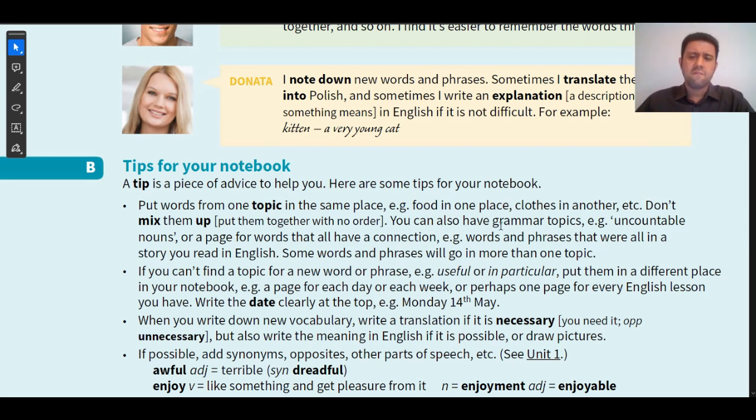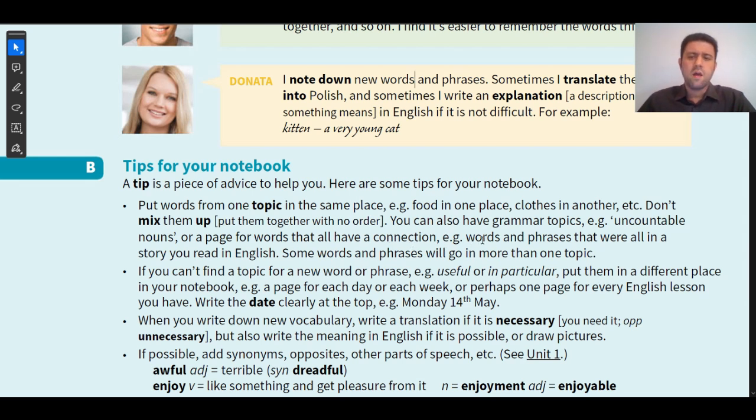You can also have grammar topics. As an example, uncountable nouns. Uncountable nouns are kinds of nouns that we cannot count. As an example, water. Water is a kind of noun that we cannot count. We can count drops of water, but we cannot count the water itself. As an example, we can say a glass of water instead of saying water. Or a page for words that all have a connection.